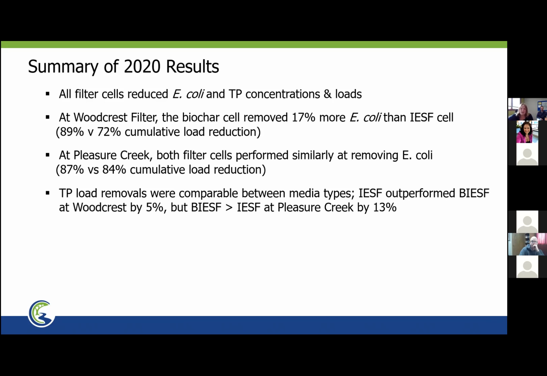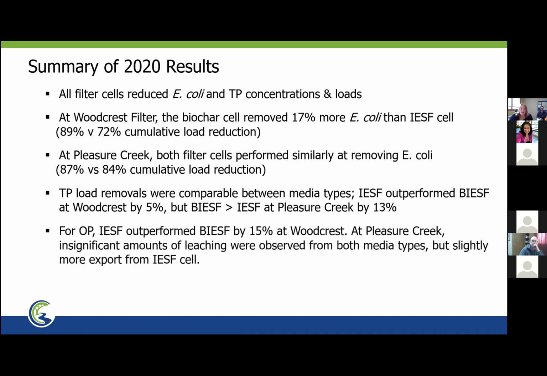At Woodcrest, the iron-only side outperformed Biocrest by 5%, but at Pleasure Creek, the biochar side actually worked better than the iron side, so there's no real clear pattern. And then again, for orthophosphorus, at Woodcrest, the side without biochar did outperform the biochar side by 15%, but we had insignificant amounts of leaching, so it's hard to draw conclusions about the orthophosphorus at Pleasure Creek.